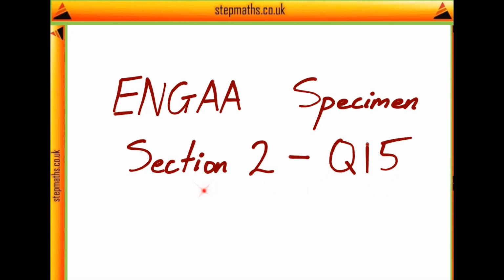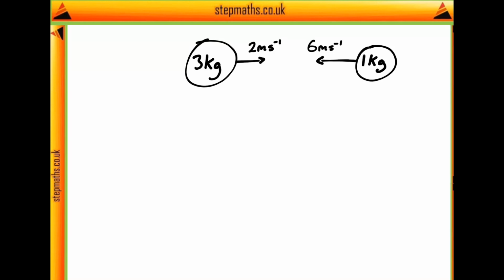Here we're going to look at question 15 from section 2 of the ENGAA specimen paper. In this question we're told we have two balls, one of mass 3 kilograms and the other of mass 1 kilogram, and they're heading towards each other with velocities of 2 meters per second and 6 meters per second respectively, and they're going to collide. So this is before the collision.